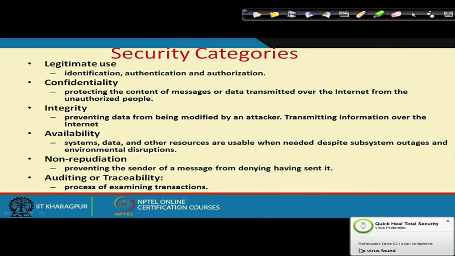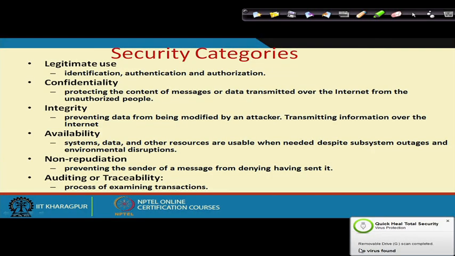Then the next category is availability. This is about making the system available when it is needed. Which means if, by chance, because of any attack a part of the system is not usable or is disrupted, then it should not disrupt the entire system. This is about availability.